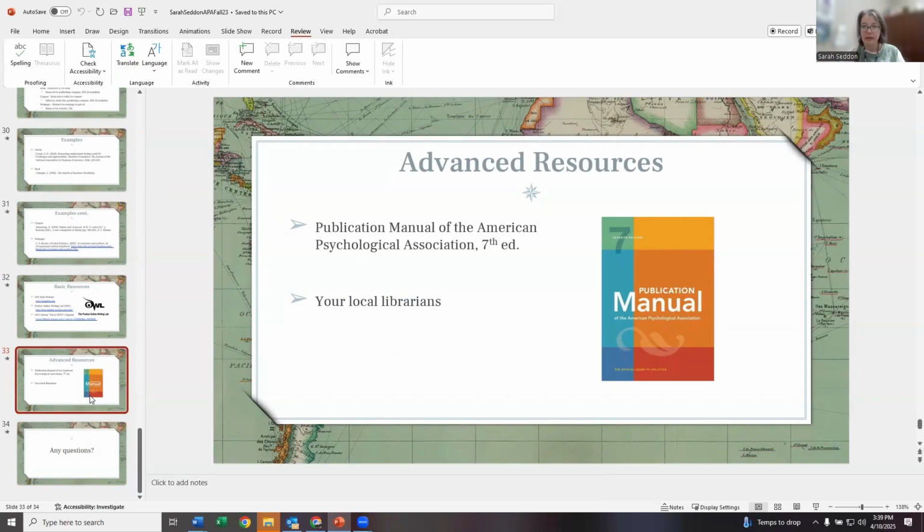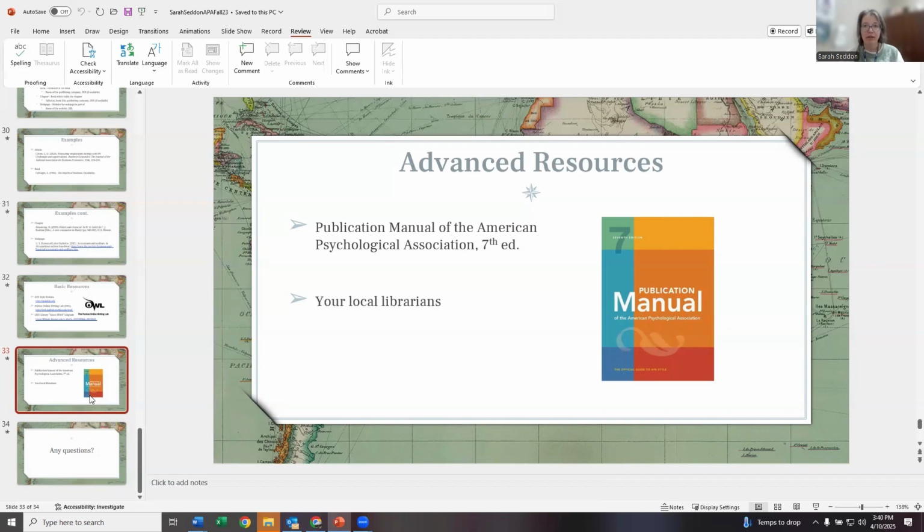Number one is the APA manual itself. This is basically the rule book, and they cover just about every possible type of source you could possibly want to use in your paper. And it gives you all the rules, it gives you all the examples. But you might not have a personal copy at home, but that's okay. We have several free copies at the library that we keep behind the front desk. Anyone can come in and use them.